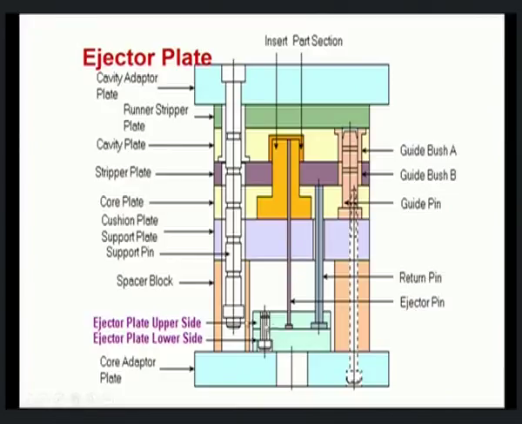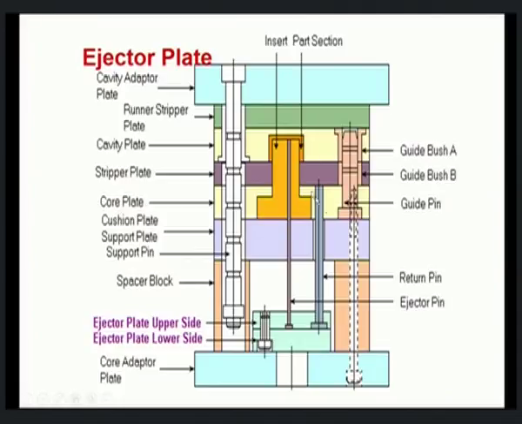The ejector plate has one upper side and lower side, and this is the ejector pin. Now, once the core plate is going to open or close, this will in fact move this ejector plate. As a result, because of the movement of this ejector plate, this ejector pin will move up. This is actually the product. So, this will push or tip the product out.